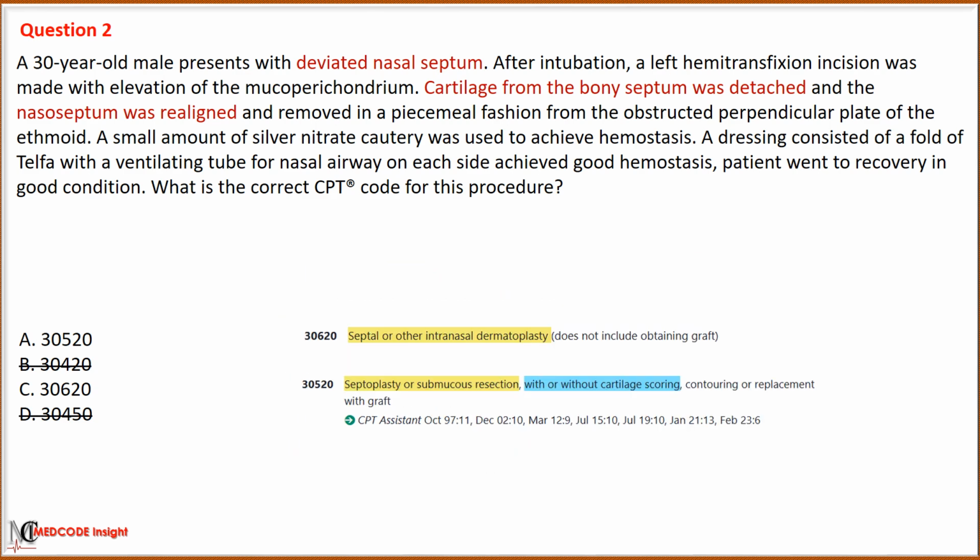We will also eliminate option C because the patient is not coming for dermoplasty, which is surgical replacement of destroyed skin. Therefore, our correct option is option A, which uses code 30520 for septoplasty or submucous resection with or without cartilage scoring, contouring, or replacement with graft.